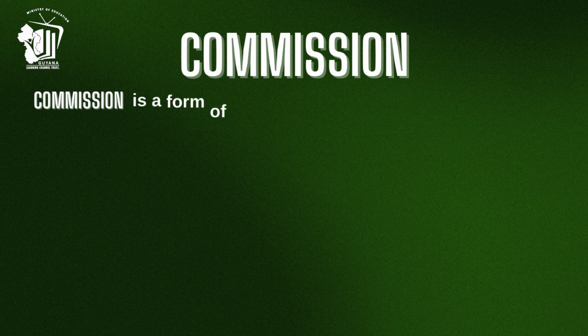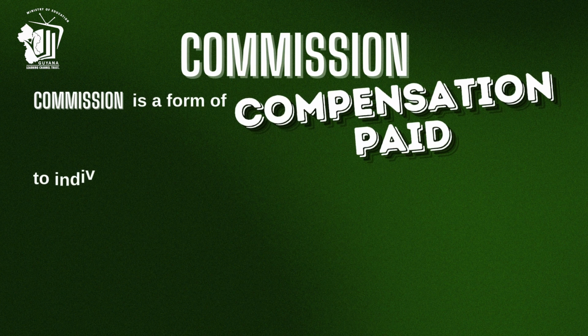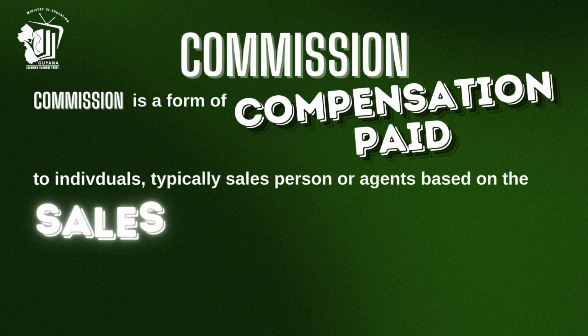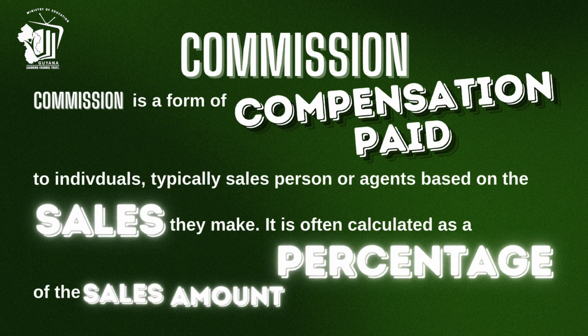So let's get straight into exactly what we mean by commission. Commission is a form of compensation paid to individuals, typically salespersons or agents, based on the sales they make. It is often calculated as a percentage of the sales amount, or sometimes it's a fixed amount based on the sale. So commission is basically extra money that persons make based on the amount of items they sell for a store or for a company.